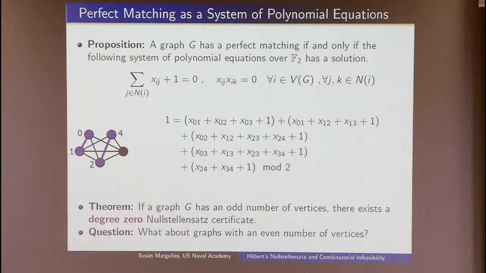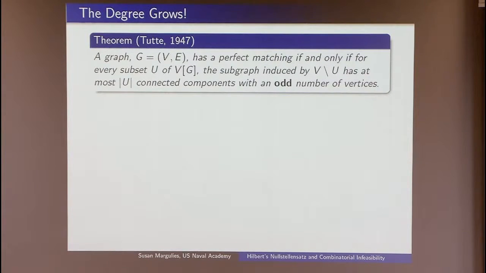But what about an even number of vertices? It's an equally simple problem. It's equally known to be solvable in polynomial time. What happens then? Unfortunately, the degree of the Nullstellensatz certificate grows for the perfect matching problem, even over a small finite field, which bothers us to no end. So refresh your memory as to Tutte's theorem: a perfect matching exists if and only if for every subset U, the subgraph induced has at most |U| connected components with an odd number of vertices.